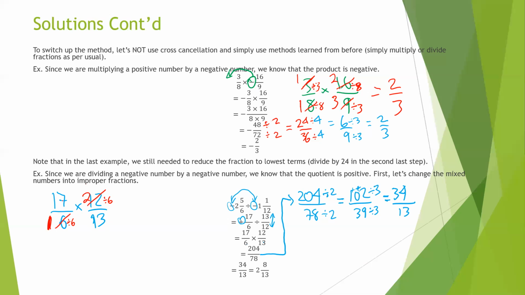So I end up getting 17 over 1 multiplied by 2 over 13. And then this becomes pretty easy to work with. 17 over 1 times 2 over 13 becomes 17 times 2.